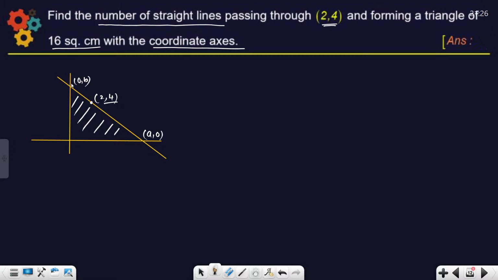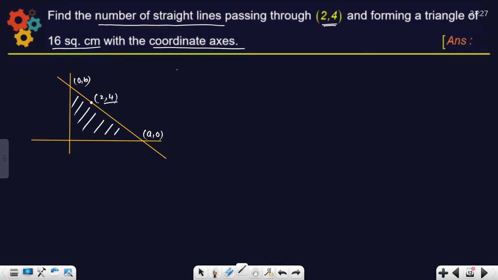Okay. The area given is 16 square centimeter. Now, you see, I have drawn this line. The line can be in this way also. It can pass like this also, right? It can also pass like this. I don't know. I'm simply writing the possibilities, nothing else. The line can be like this also. Whichever way, I don't know.